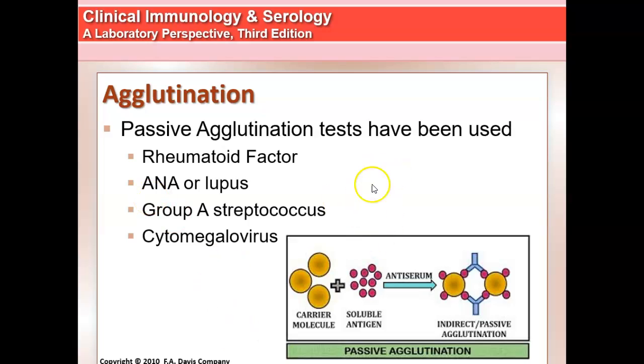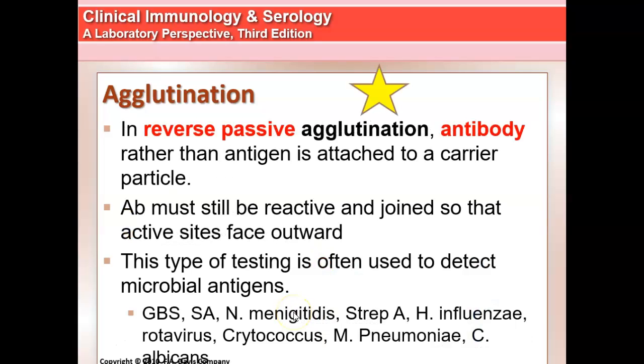So passive agglutination tests start with a carrier molecule like a latex bead and a soluble antigen, and those get stuck together, and then you add an antiserum, which has an antibody to these antigens. So the carrier molecule absorbs the antigens, and then the antibodies stick to the antigens on the carrier molecules, and that's what causes the lattice. So it's indirect. The antibodies are to these antigens that are stuck on these carrier molecules. So this is called passive agglutination.